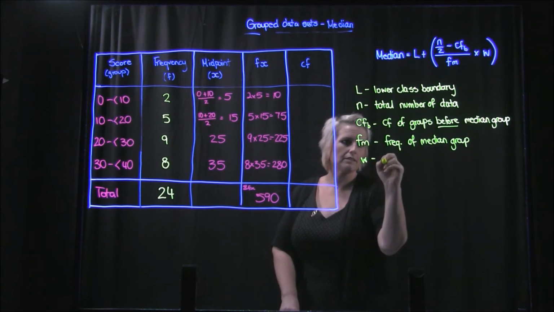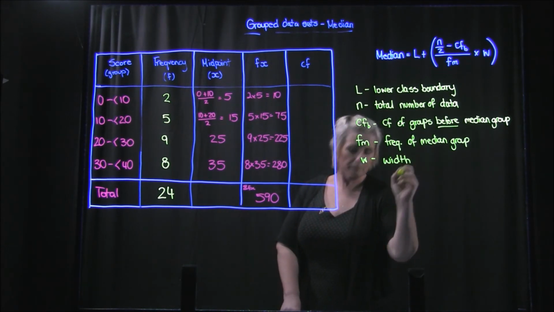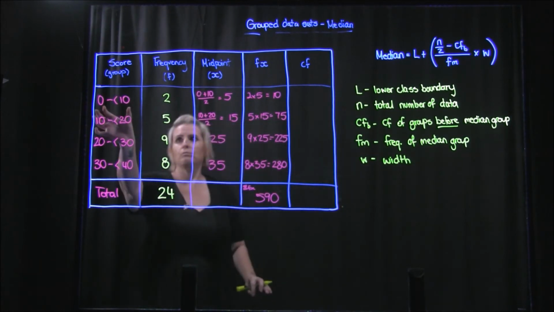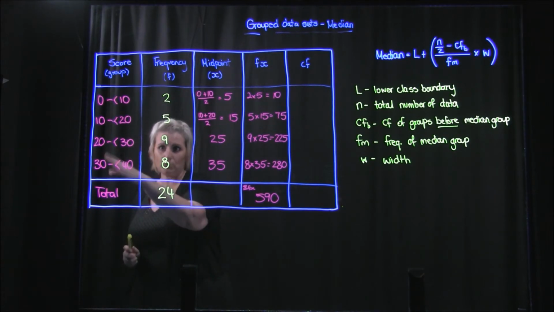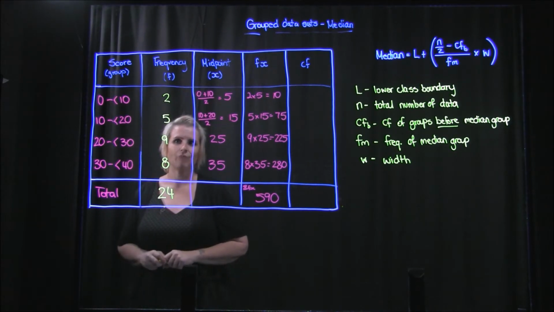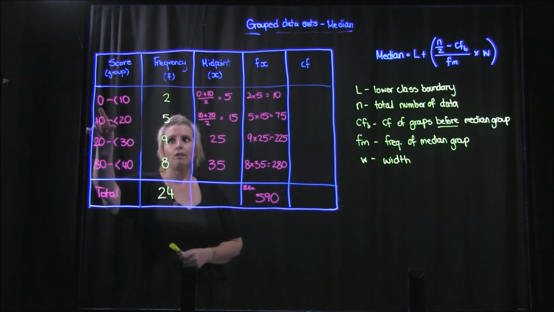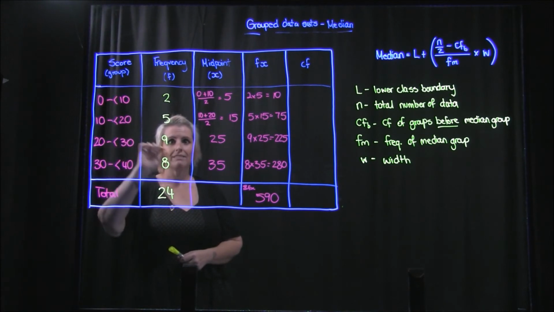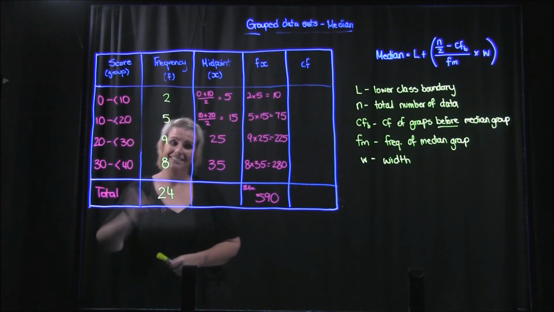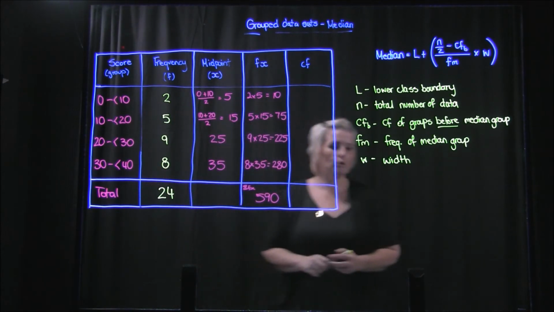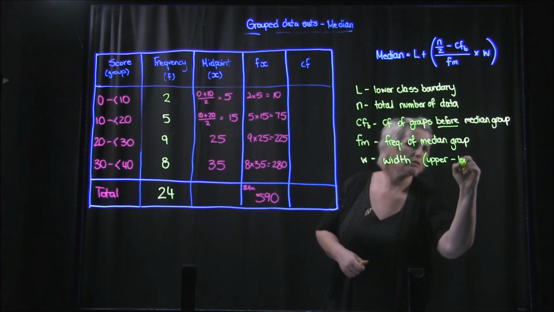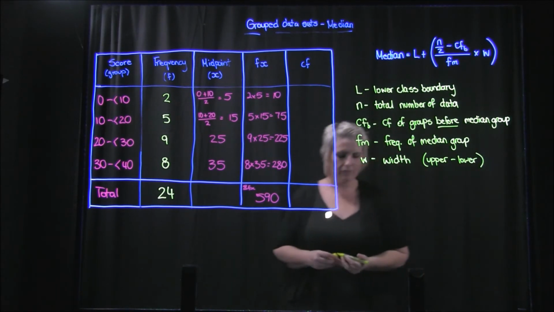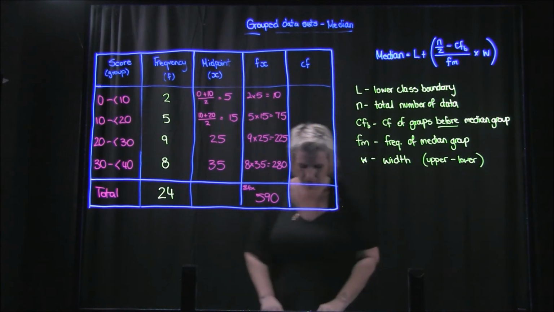And W is the width. Now the width of the group is basically what the intervals go up in. So 0 to 10, 10 to 20, 20 to 30, there are lots of 10. Okay, so if I just go upper minus lower, so 10 minus 0, 10, 20 minus 10, 10, 30 minus 20, 10, 40 minus 30, 10. Every time. So to find the width, you just go upper boundary minus lower boundary. Okay, and that will give you the width.